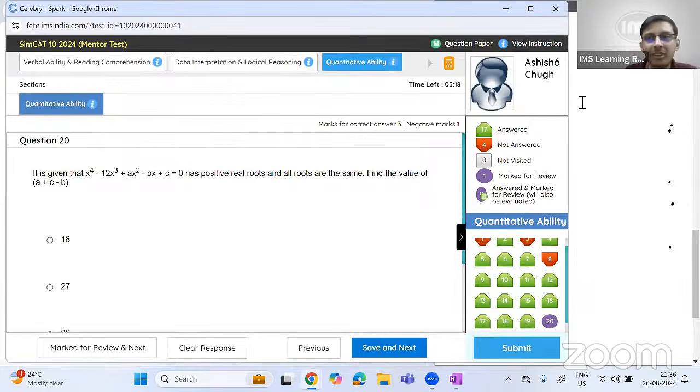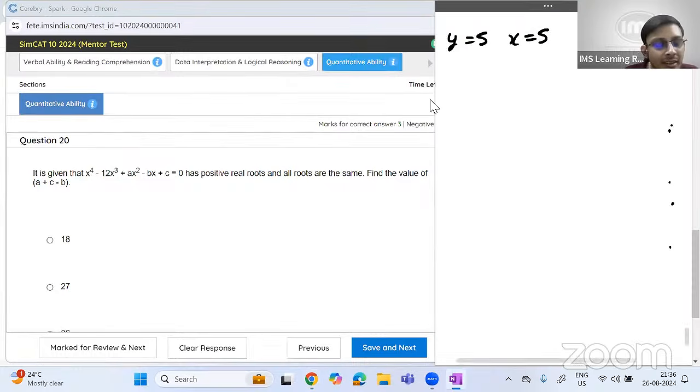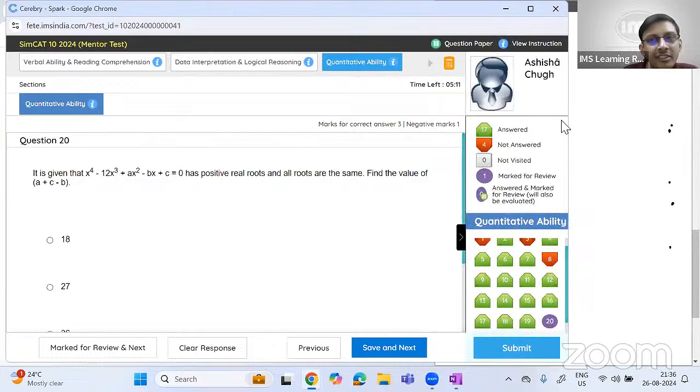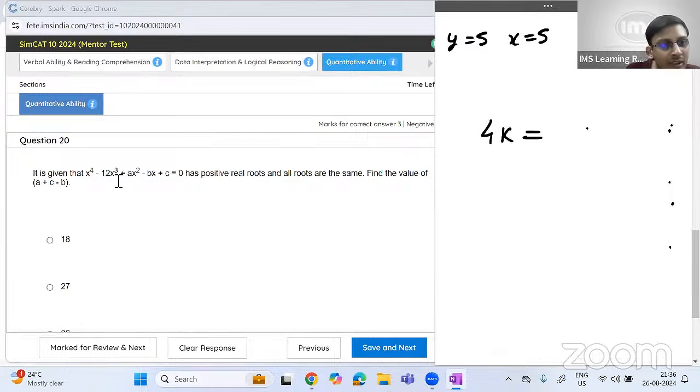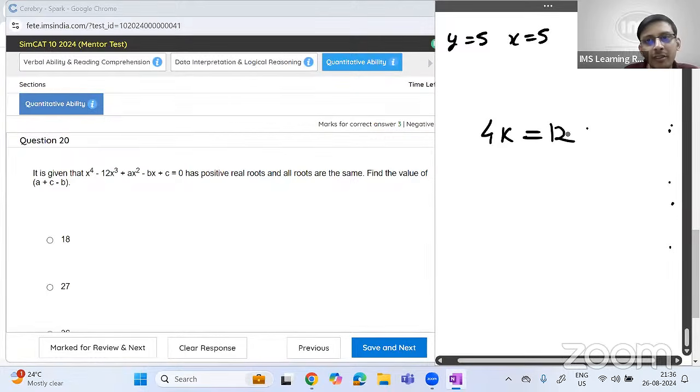Okay, now let's try to spot the mistake I was making here. Positive real roots, all the roots are the same. There are 4 roots. All the roots, let them be k. So the sum of the 4 roots is 4 into k. Sum of the roots is minus of minus 12 by 1. So that is 12. So k is equal to 3. Okay, all the 4 roots are 3.